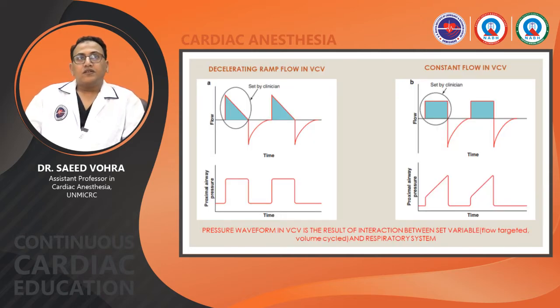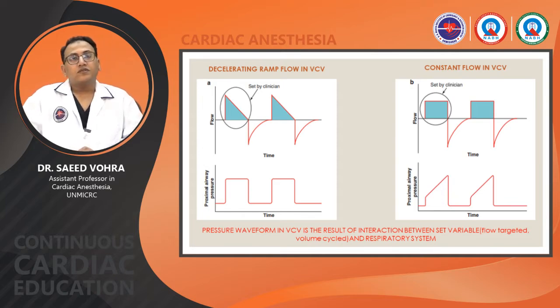Now you can see the decelerating ramp flow waveform in volume control ventilation and the constant flow waveform in volume control ventilation. The pressure waveform in volume control ventilation is determined by the result of interaction between the set variables, that is flow and volume, and the respiratory system, that is resistance and compliance. So the pressure waveform becomes dependent on the flow waveform, on how you set the flow waveform.